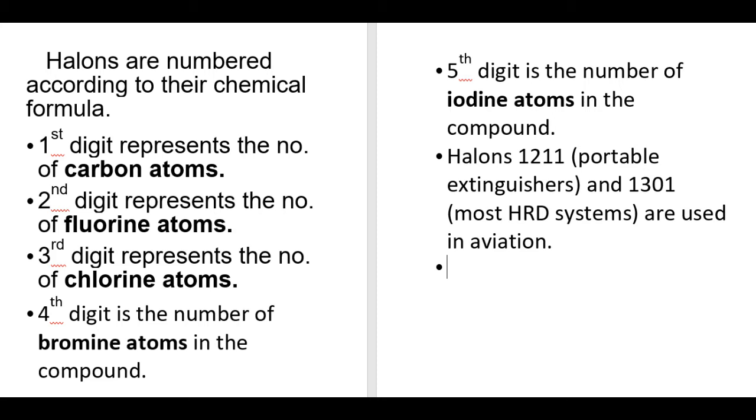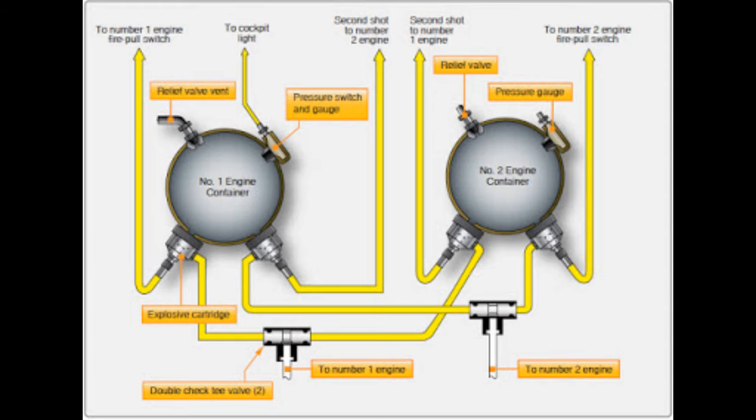designated by a 4-digit number. Okay? Those numbers represent as follows. The first digit is the number of carbon atoms. The second digit represents the number of fluorine atoms. The third digit represents the number of chlorine atoms. And the fourth digit is the number of bromine atoms in the compound. If there's a fifth digit, it's the number of iodine atoms in the compound. The most commonly used HRD system extinguishing agents are 1211 in portable extinguishers and 1301 in aircraft-based systems.